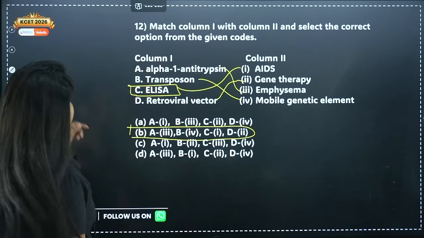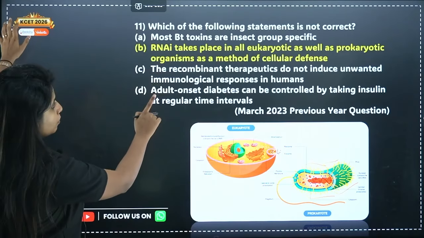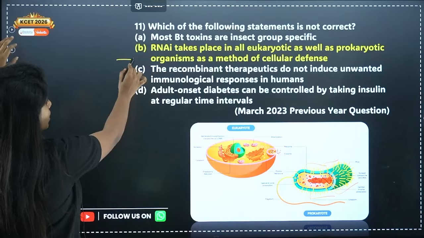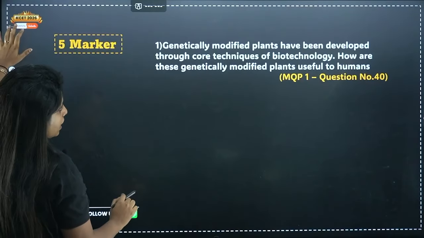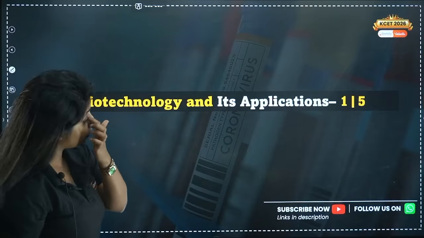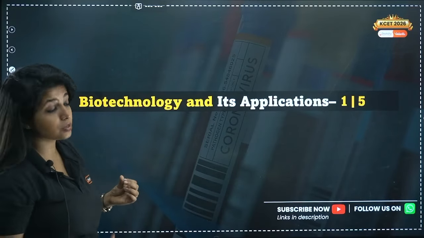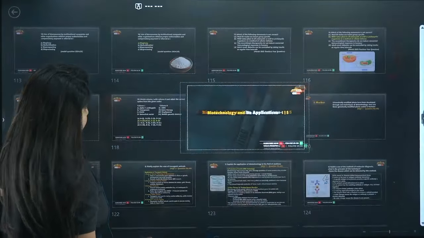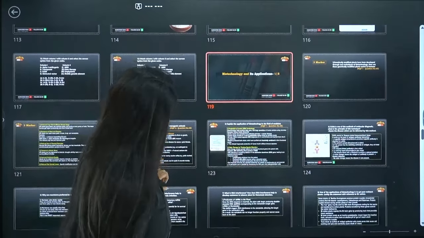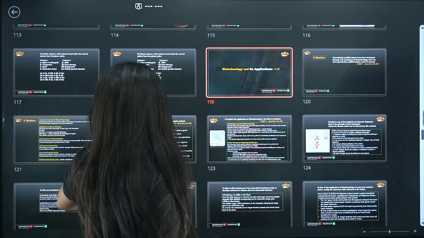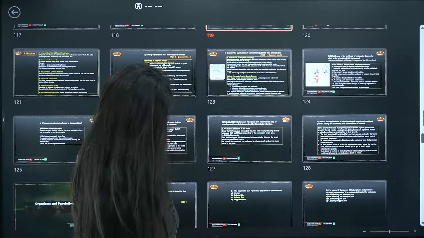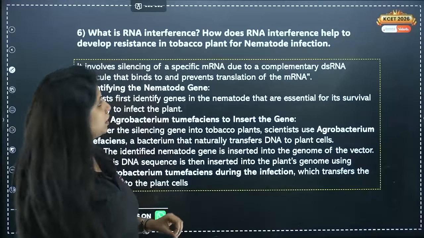Okay, remember that. So I know RNA interference is what is left over here. All the other statements were correct. So we will study this right now. We are going ahead with the 5 marker questions from this chapter. So my dear children, I'll be going to RNA interference. Where is it? Yeah, here I have RNA interference.